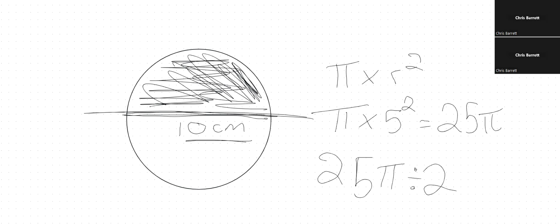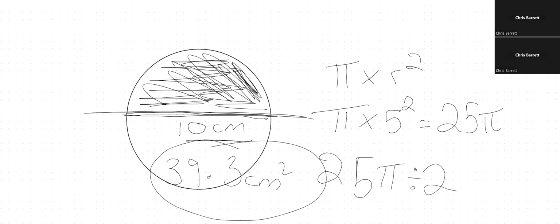So I've got 12.5 lots of pi. So I'm going to go through pi multiplied by 25 and then divide it by 2 equals 39. I'm just going to round it to 39.3 centimeters squared. So that's my final answer once rounded, and I'm just looking at the area of that semicircle.